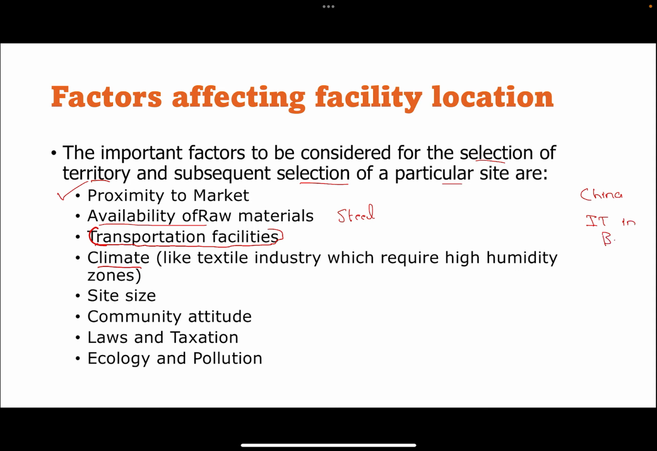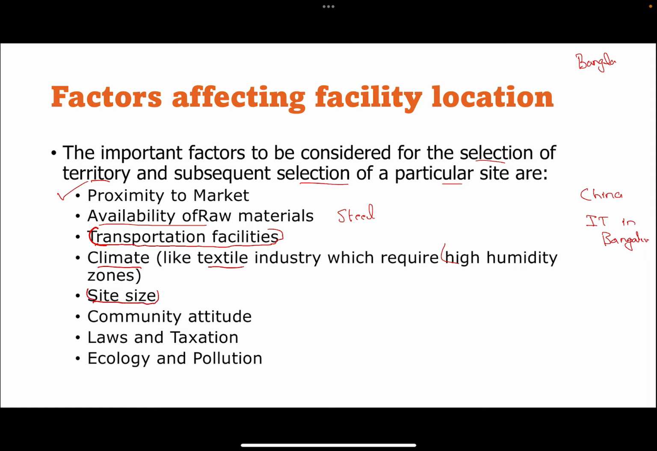Most of the techies prefer a good climate, and also textile companies need areas with high humidity zones. You can see that most of the textile manufacturing plants of the world are located near Bangladesh, Vietnam, etc. They need high humidity zones, and it depends upon the site size also.